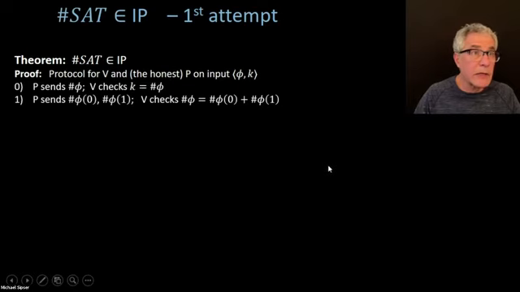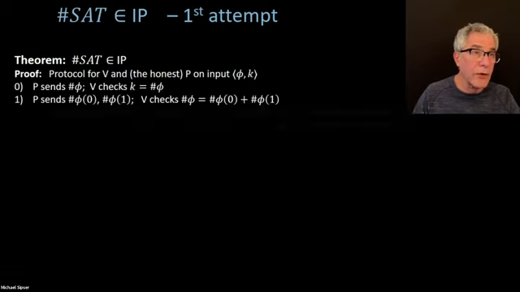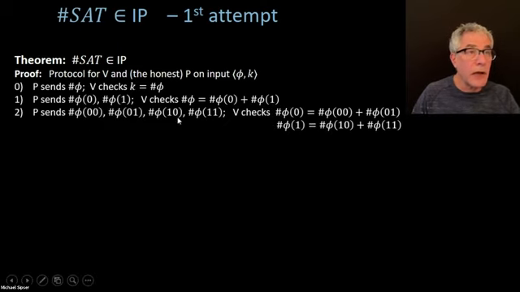The next step is, the verifier says, well, how do I know those 2 values are correct? The prover says, okay, well, I'm going to unravel them one level further. Then here's the number of satisfying assignments when the next variable is set to both possibilities for each of the possibilities of the first variable.